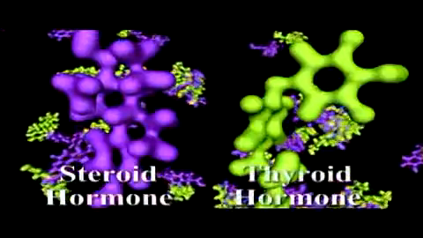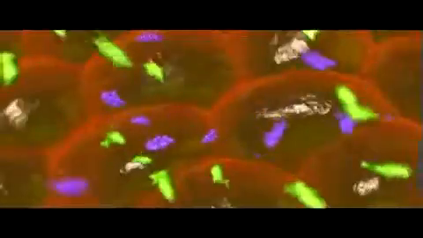Steroid and thyroid hormones tend to initiate long-term responses that involve altering the activity of certain genes in a cell. Being soluble in lipids, steroid and thyroid hormones can diffuse through cell membranes and bind to receptors inside the cell. The resulting receptor-hormone complexes bind to DNA and initiate the transcription of messenger RNA from specific genes.